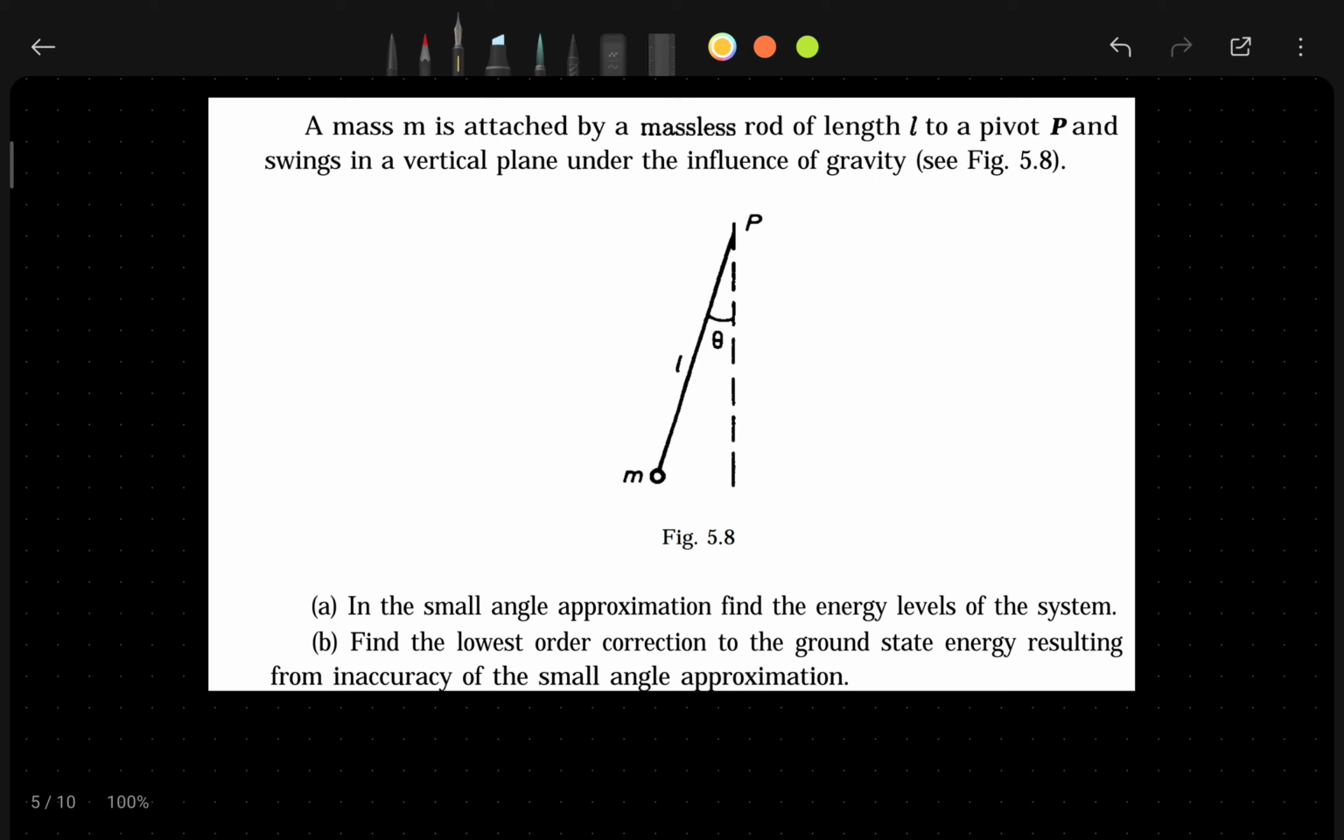A mass m is attached by a massless rod of length l to a pivot P and swings in the vertical plane under the influence of gravity. The diagram is given. In the small angle approximation, find the energy levels of the system, and find the lowest correction of the ground state energy resulting from the inaccuracy of the small angle approximation.